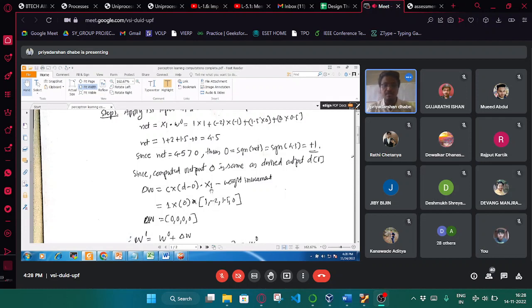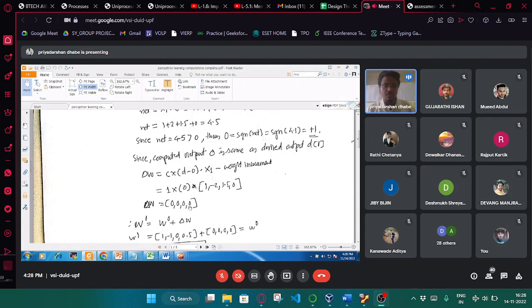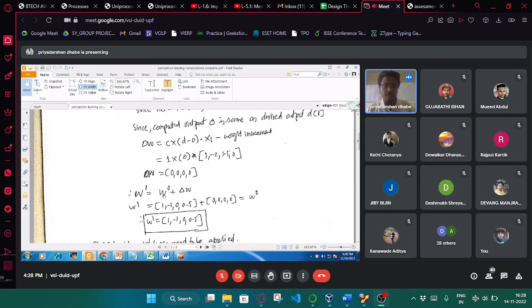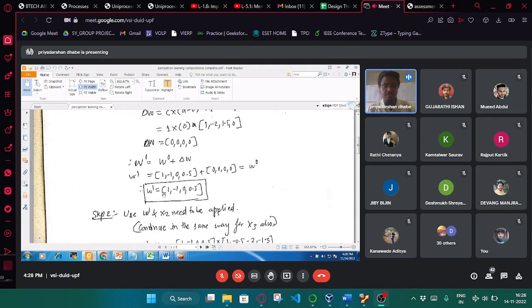And this is the input pattern applied, x1. Now we multiply by 0 each and every component of x1, so I will get delta W as 0. So if the desired output is the same as the actual output of the neuron, we are not going to update the weights. So W1 will be W0 plus delta W, which is 0. So it is exactly equal to W0. I will consider this the updated weight vector W1 for application of the next input.